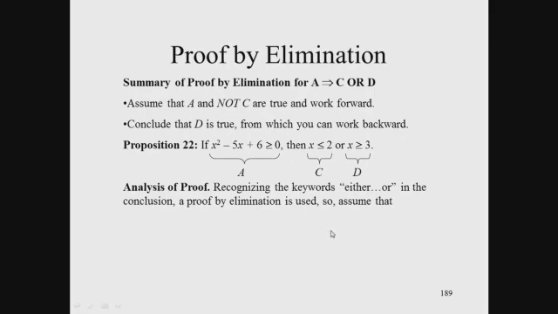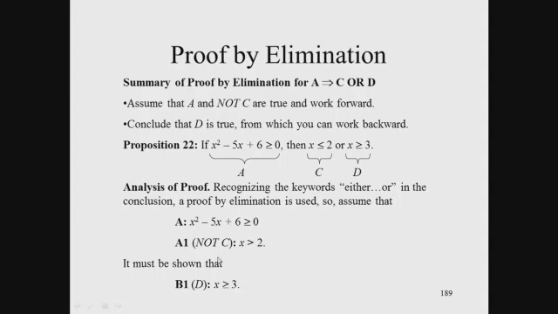Let's use a proof by elimination. So what should we assume is true? A and not C. A, which is x squared minus 5x plus 6 is non-negative. And what's not C? X is greater than 2. And where do we have to get to? What do we have to prove? That D is true, which is x greater than or equal to 3.